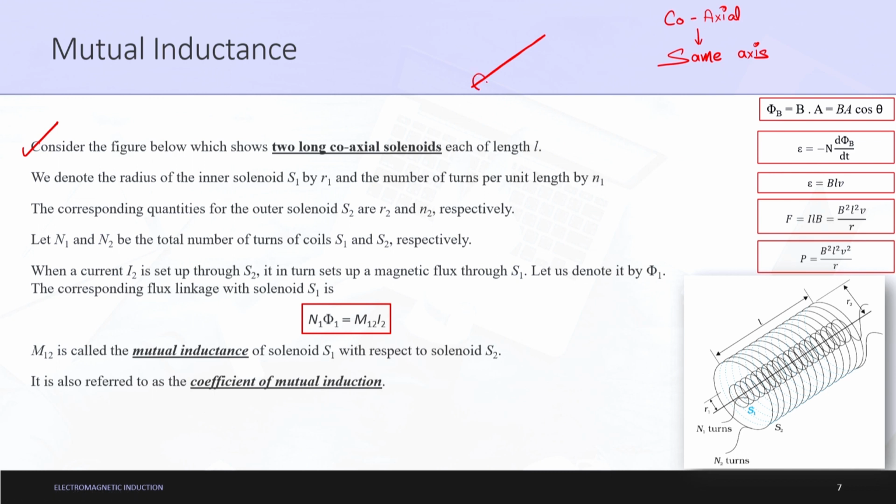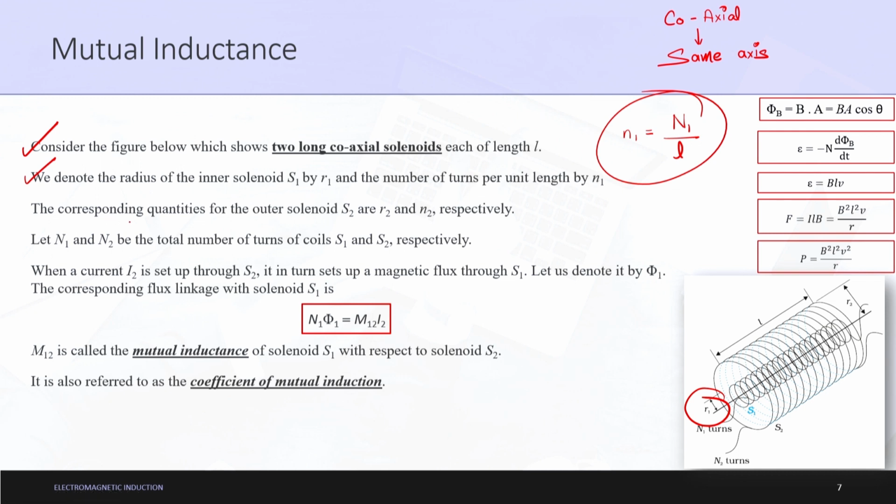Solenoid is known to you, anything which is coiled is a solenoid, and each of these has a length L. So, this was the first line. Moving on, we denote the radius of the inner solenoid S1 by R1, and the number of turns per unit length by n1. So, n1 is nothing but, if the number of turns is capital N1, then capital N1 per unit length L. So, this is nothing but the small n1 value.